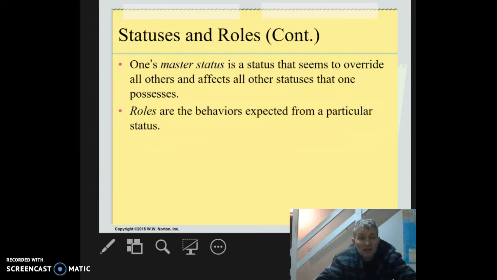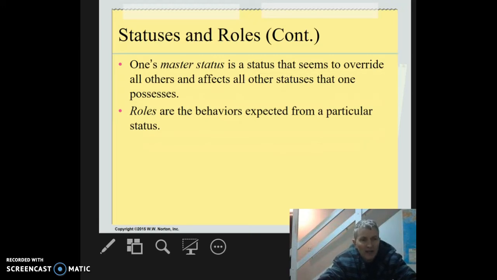When we talk about status, we talk about one's master status, which is a status that seems to override all others and affects all other statuses that one possesses. Oftentimes, you will hear a person being called by their master status. For instance, you may hear people talking about that black man. In that example, the description black comes before describing the person as a man. So we can say that black is likely to be the master status. You also hear things like disabled individuals or stupid kid. It's that first word that is usually the master status, and it tends to be the status that people notice above all others.